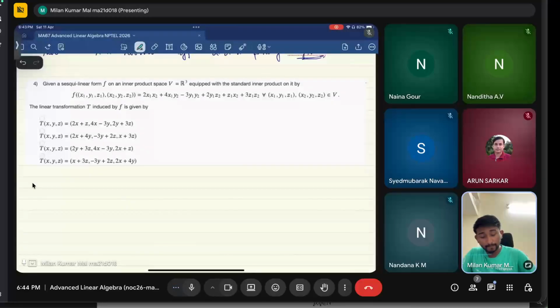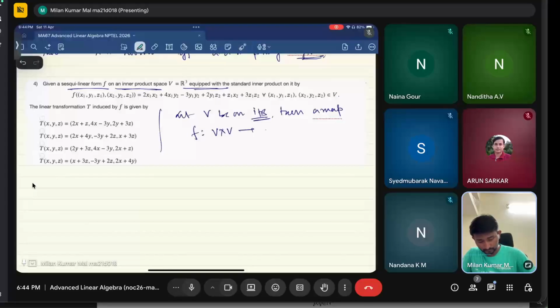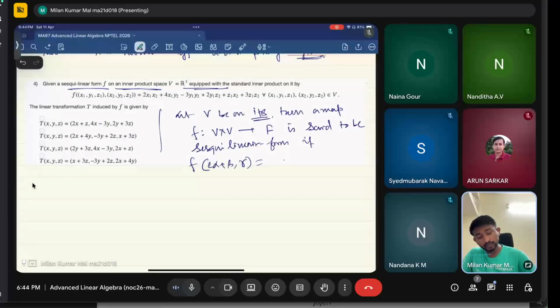Let V be an inner product space. Then a map f from V times V to the field F is said to be a sesqui-linear form if f of c alpha plus beta comma gamma is equal to c times f of alpha comma gamma plus f of beta comma gamma, for all alpha, beta, gamma coming from the vector space V and c coming from the field over which the vector space is defined. And this is called linearity in the first component.